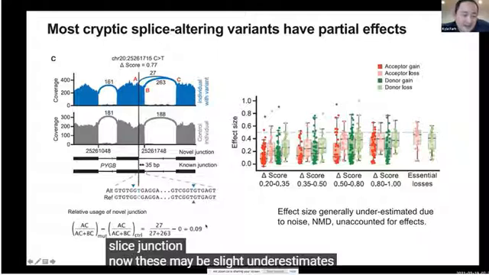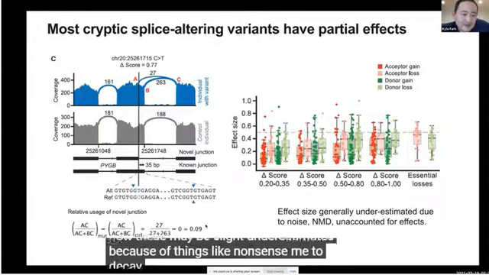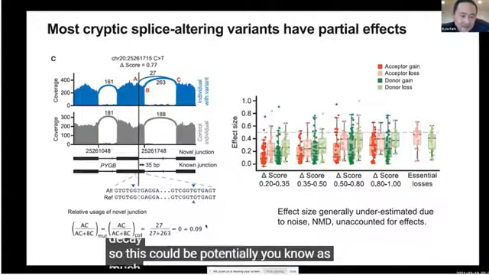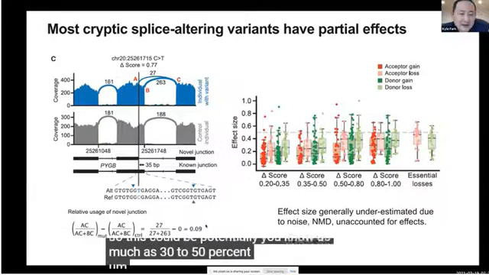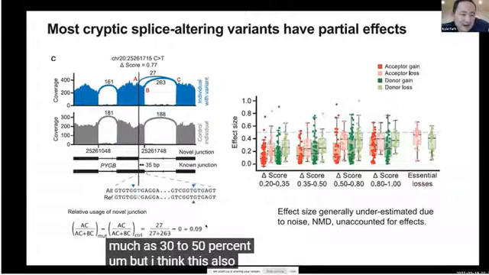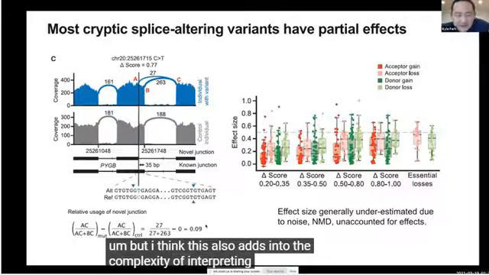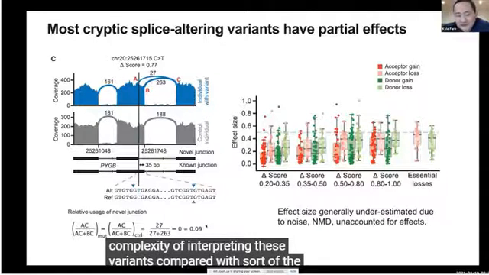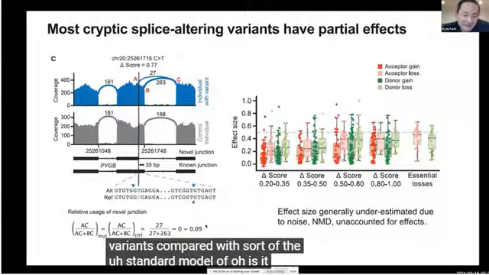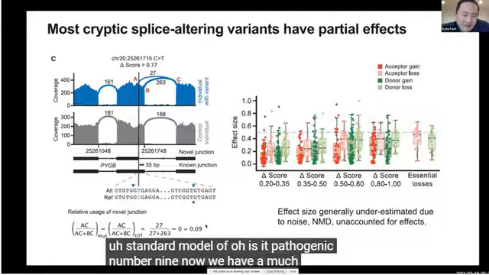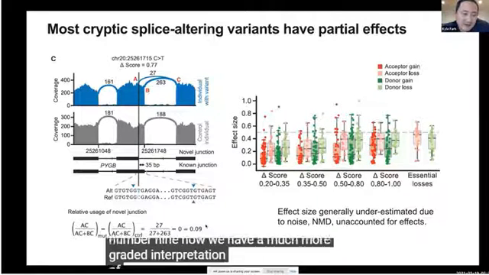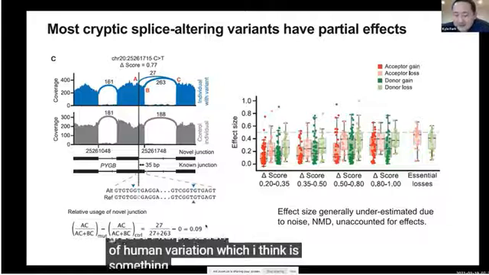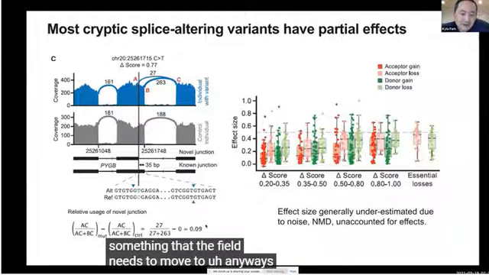Now, these may be slight underestimates because of things like nonsense-mediated decay. So this could potentially be as much as 30 to 50%. But I think this also adds to the complexity of interpreting these variants compared with the standard model of, oh, is it pathogenic or benign? Now we have a much more graded interpretation of human variation, which I think is something that the field needs to move to anyways and accept.